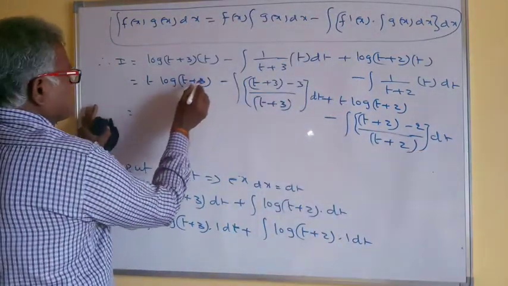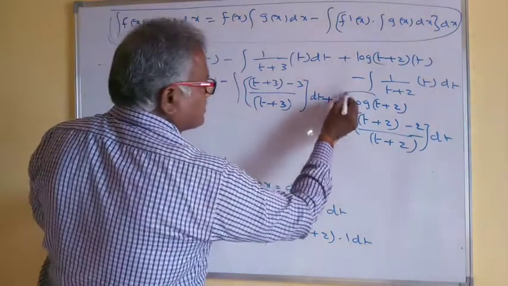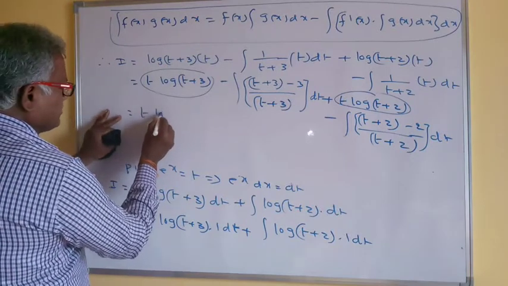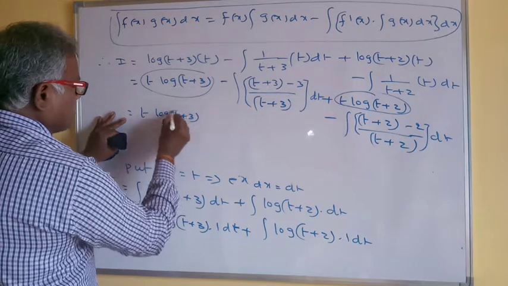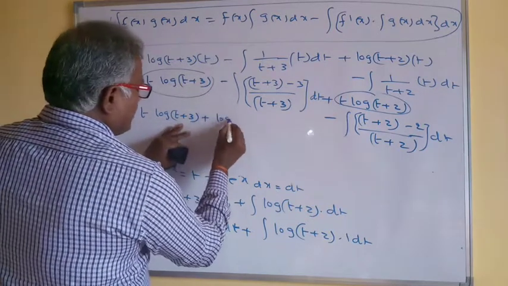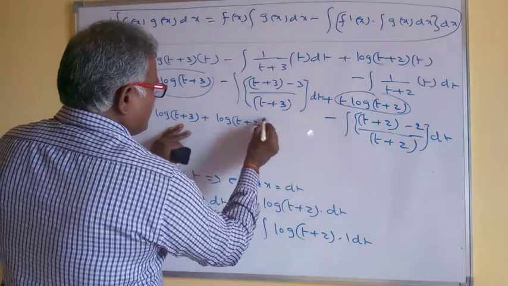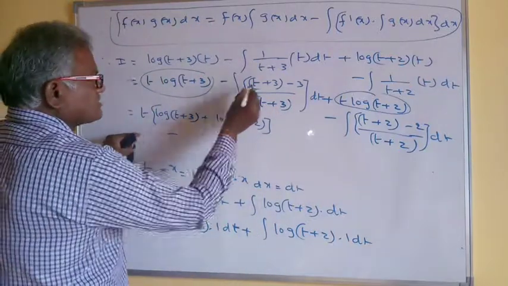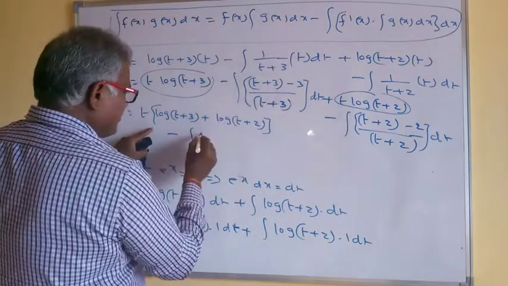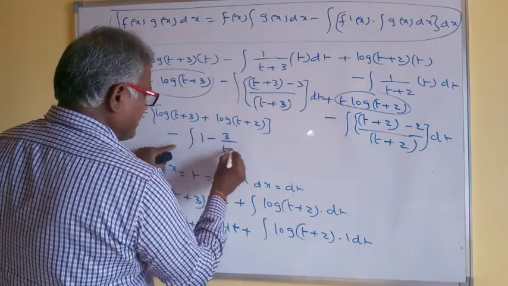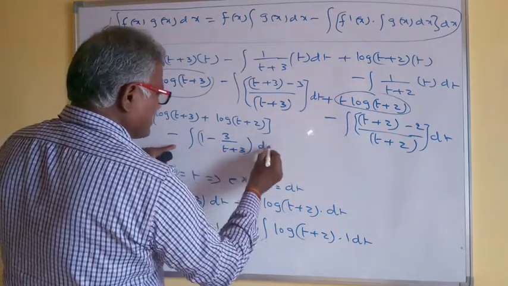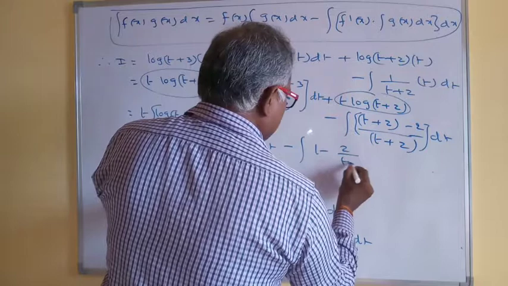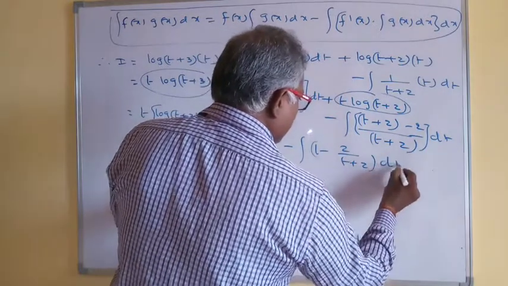So for this one, you see, this one and this one are already evaluated. So t into, in both of these, take t as common. What you will get? Log of t plus 3 into log of t plus 2. Here clearly minus, if you separate this one, what you will get? 1 minus 3 by t plus 3, t by t plus 3 dt. Here also same: 1 minus 2 by t plus 2 dt. Okay. Have you cleared this one?